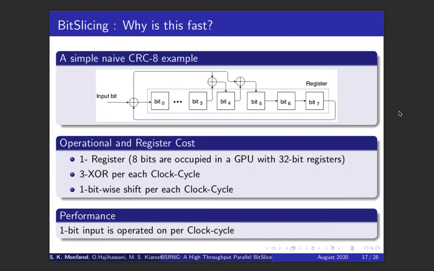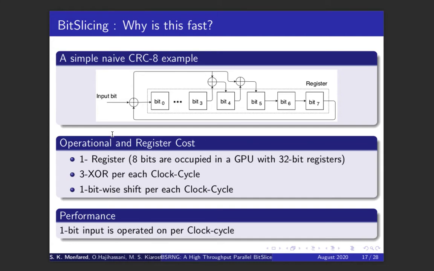Okay, so this shows a simple CRC8 architecture. Assuming that we have a 32-bit register, we will need at least one register to store these 8-bit state registers. Also, according to the architecture of this CRC, we will need 3 XORs per clock cycle, and also a bitwise shift per clock cycle to shift the registers to get the new input bit. The performance of the CRC is 1 input bit operated on per clock cycle.